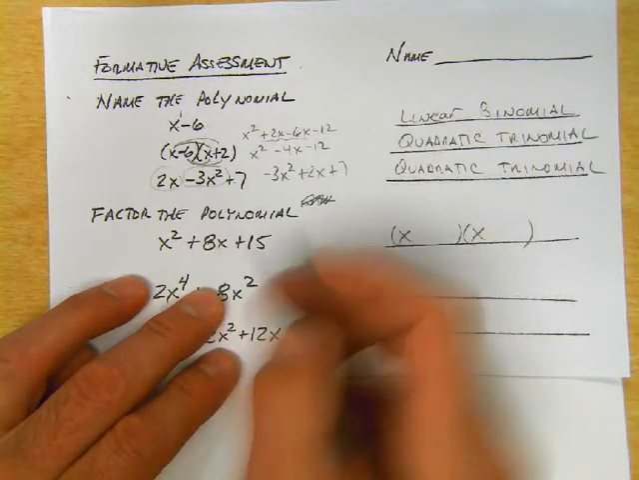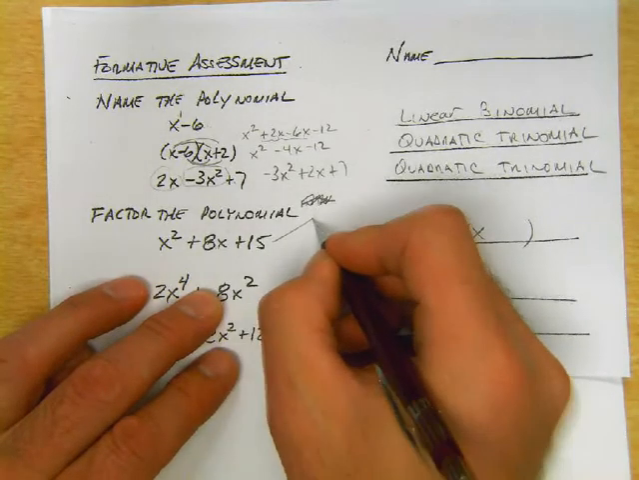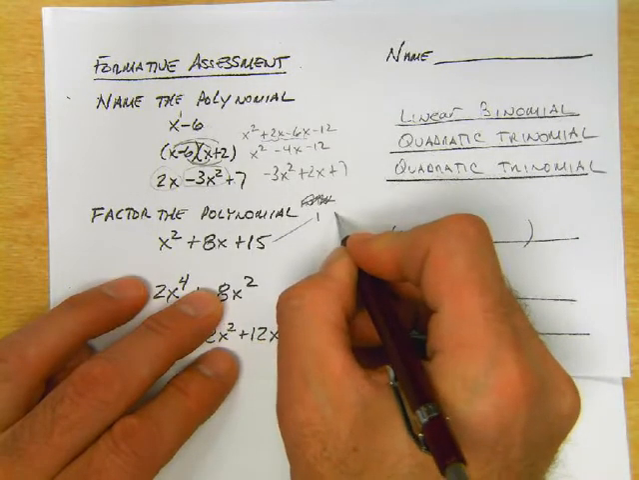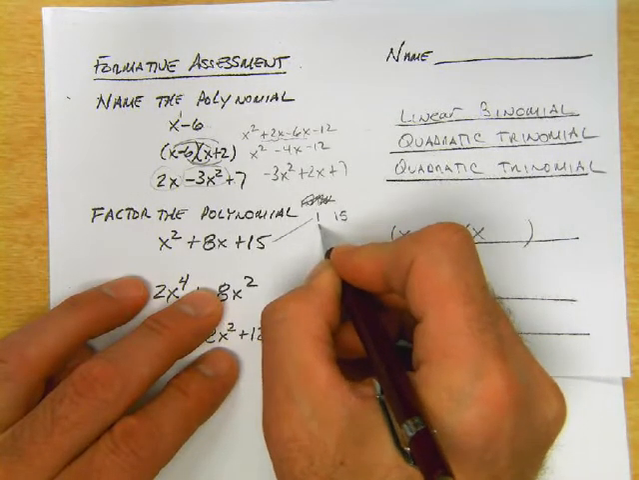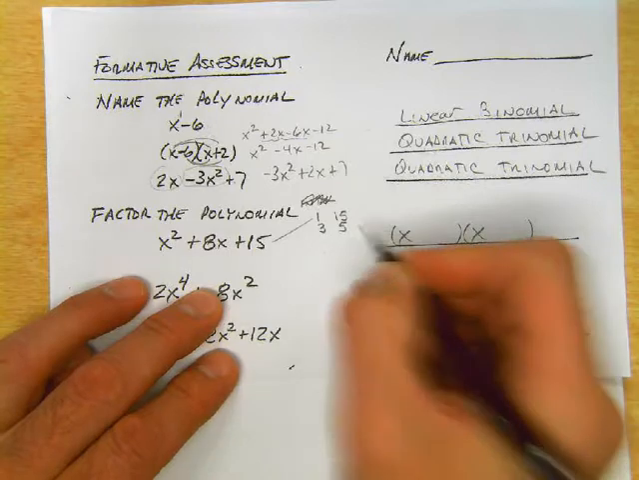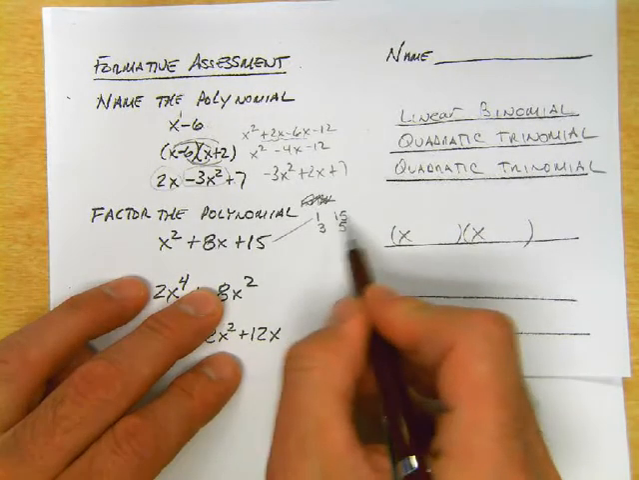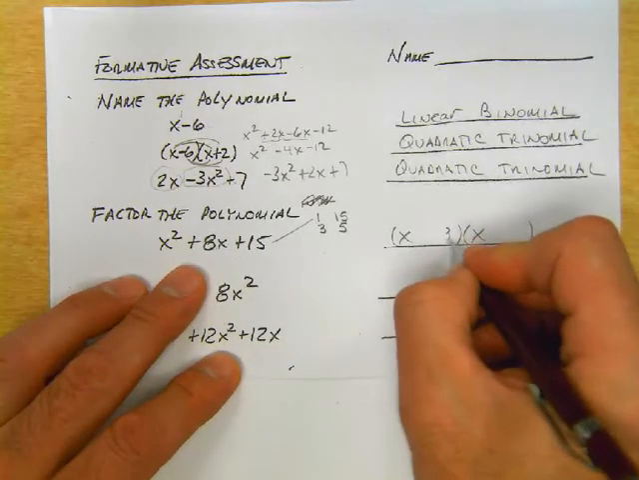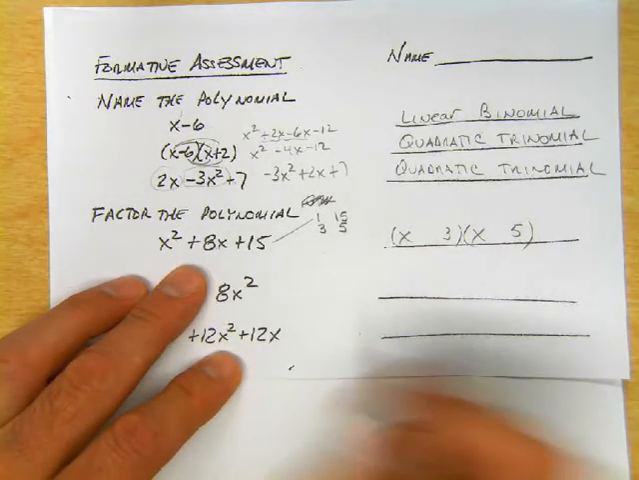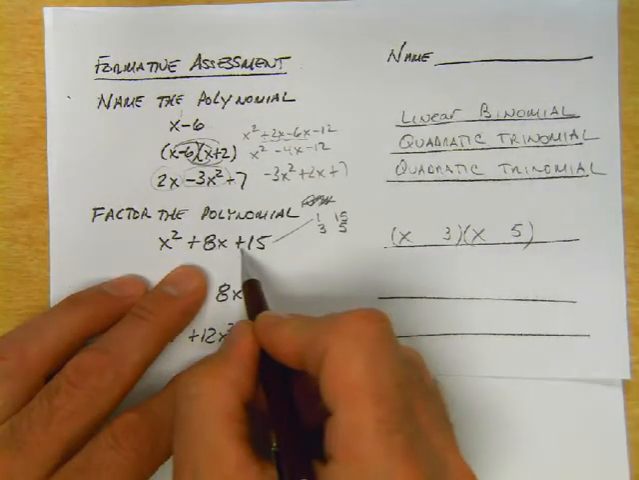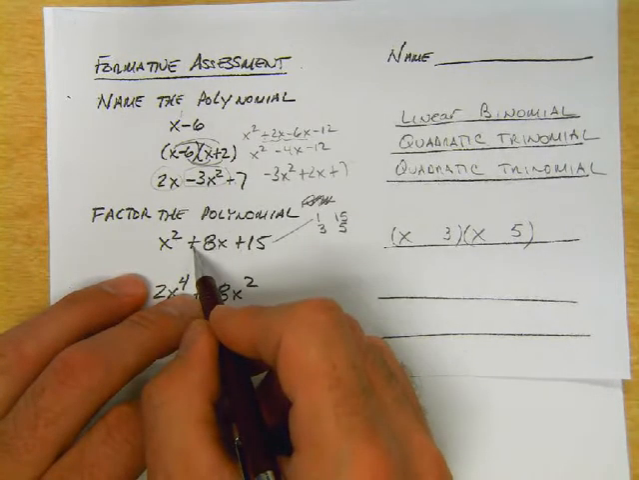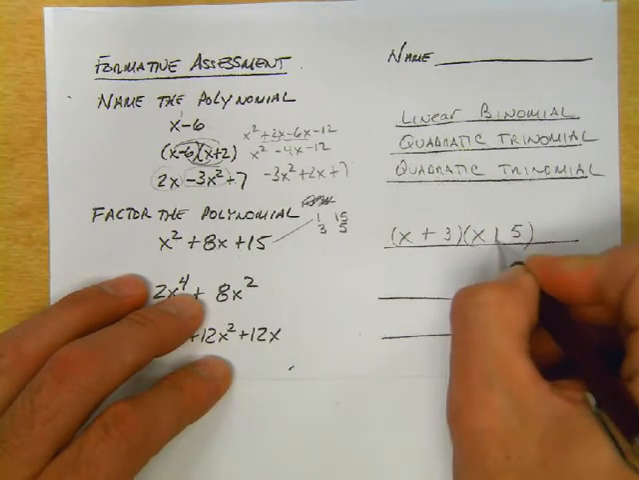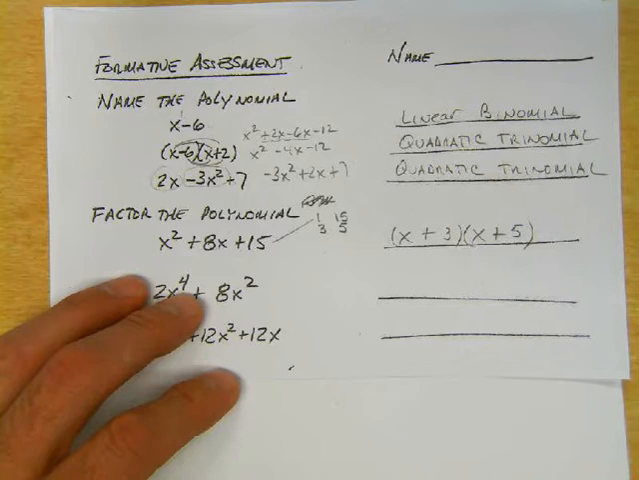So what are the factors of 15? 1 and 15 and 3 and 5. That's it. Are any of these factor pairs, do they add to 8? 3 and 5. So 3 and 5. We have to have the signs so they multiply to positive 15 and add to positive 8. Plus plus. Nice.